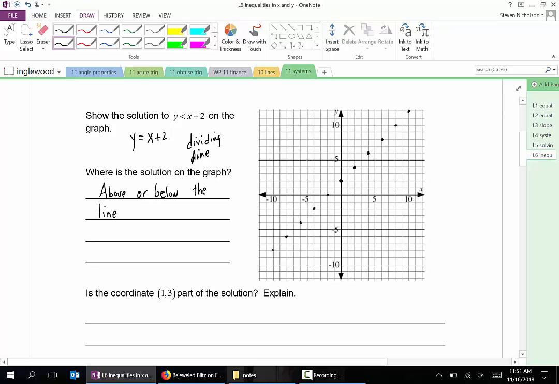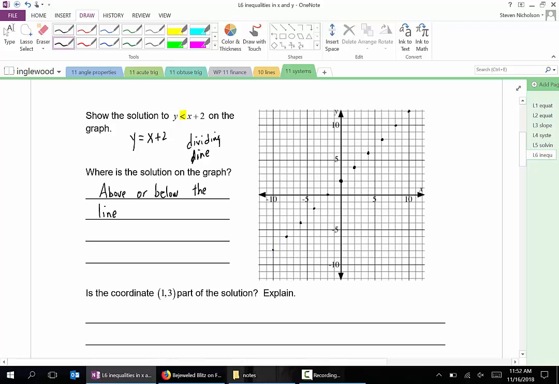So there would be the dividing line, and all we have to do is decide, is that a solid line or not? And in this case, the answer is not. Just like with inequalities in X, where we had to decide if it's an open dot or a closed dot. Open dot was the less than, closed dot was the less than or equal to. Well, on our solving in X and Y, a less than is a dashed line, and anytime you have the and equal to, it is a solid line.